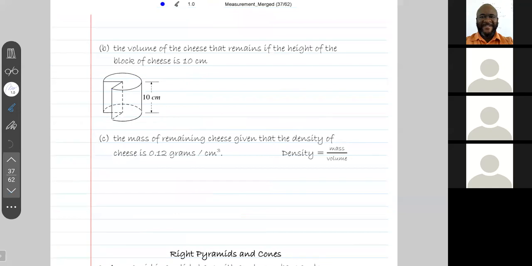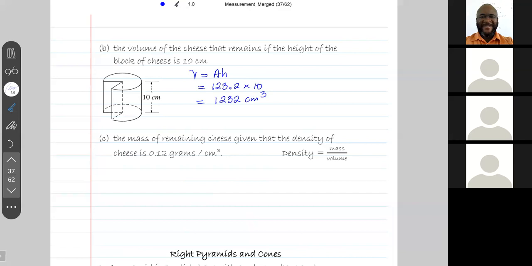All right, so in a sense, this is what the block of cheese looks like. Now we're to calculate the volume of the cheese that remains if the height of the block of cheese is 10 centimeters. Now, the block of cheese that remains is a solid shape with a uniform cross section. So the volume would be equal to A times H. A we just calculated to be 123.2 a second ago. Yes, sir. 123.2 times 10. So the volume is 1,232, and this is centimeters cubed.